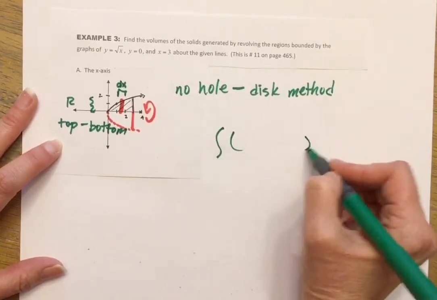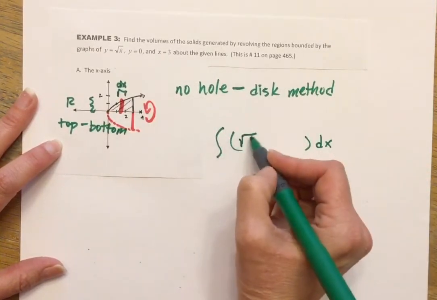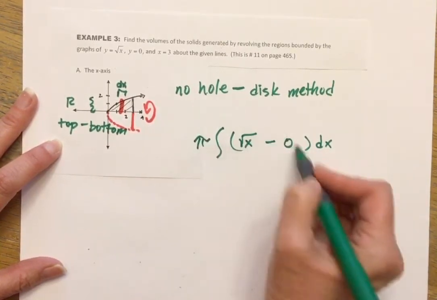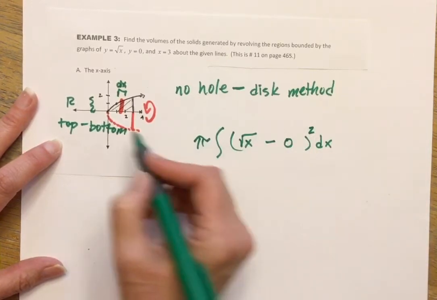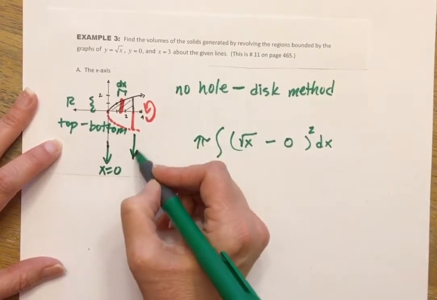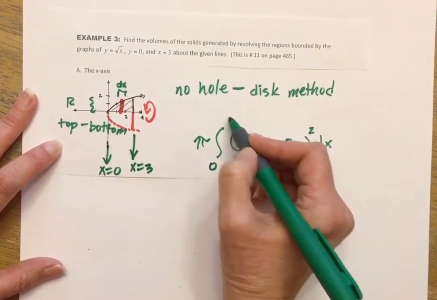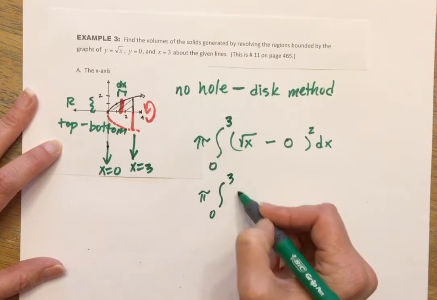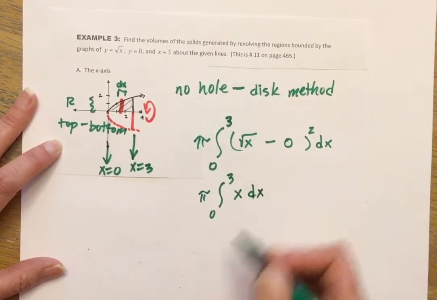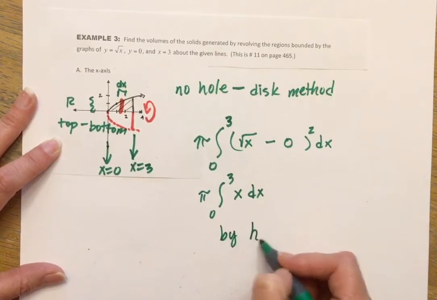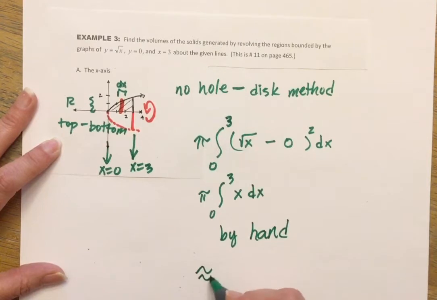So when we set this up, the function on the top in terms of x is root x, and on the bottom is 0. We're doing pi radius squared. And we're starting at this x value, which is x equals 0, and we're ending at this x value, which is 3. So we're going to go from 0 to 3. So what we're actually integrating is x in terms of x. So if you work this out by hand to practice, in the end, if you're right, you should get the answer 14.137.